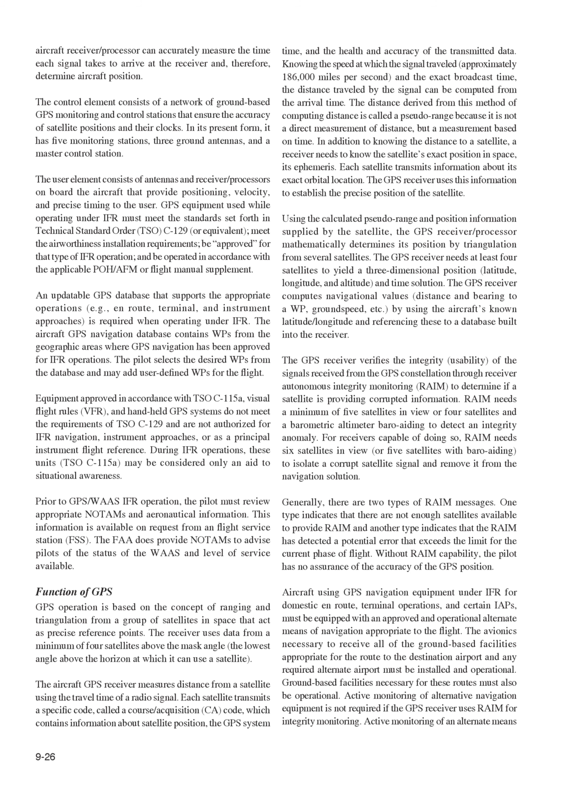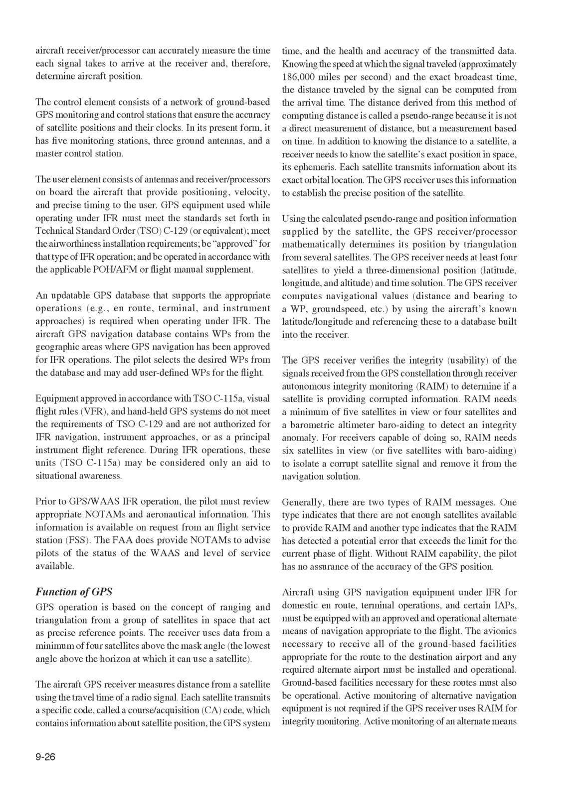Generally, there are 2 types of RAIM messages. One type indicates that there are not enough satellites available to provide RAIM, and another type indicates that the RAIM has detected a potential error that exceeds the limit for the current phase of flight. Without RAIM capability, the pilot has no assurance of the accuracy of the GPS position.